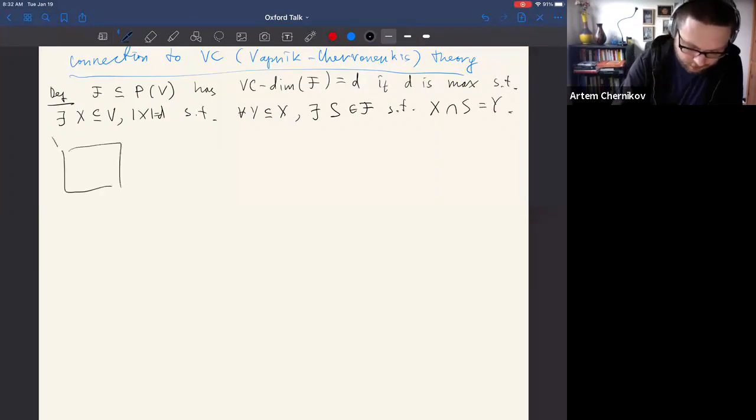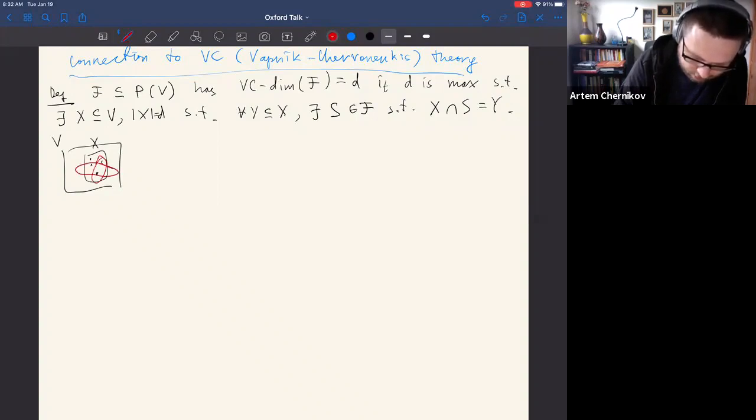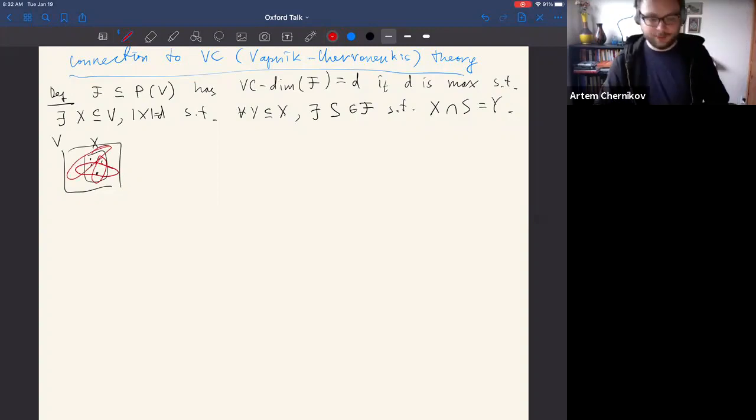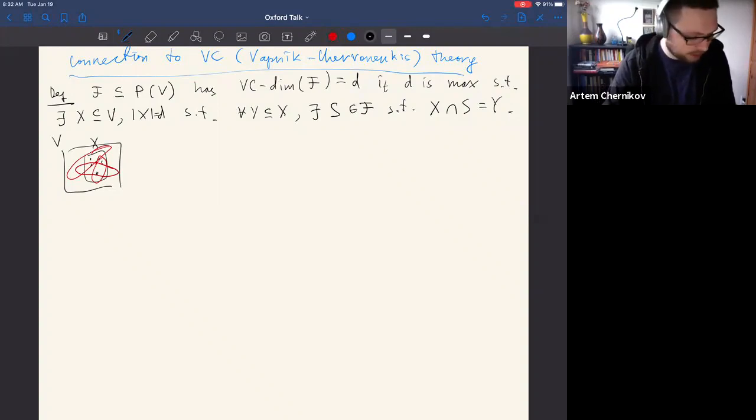Okay, so we have the set V. Now the VC dimension is D if it's possible to find some subset of size D, so this is X, right? Such that when we run through the sets in the family F, all subsets are given by intersecting these sets with the set X. So we get the full power set by looking at the intersections of sets in the family with X. And we say the VC dimension of F is infinity if there is no such D.